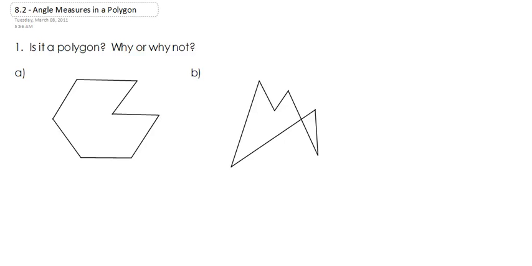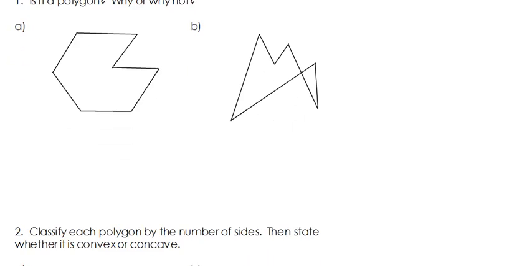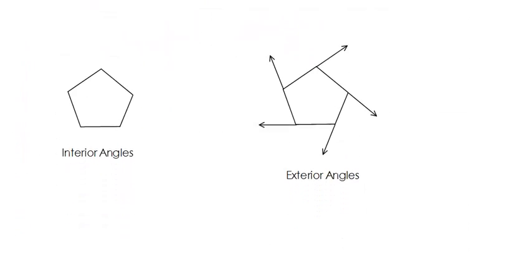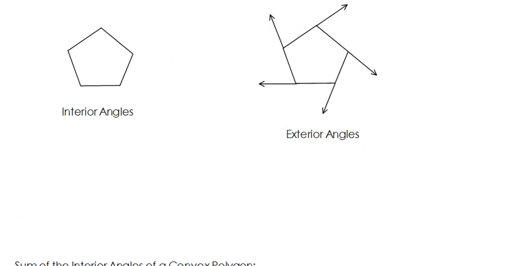Today's lesson is on angle measures in a polygon. Okay, your worksheet starts with a few review questions from last lesson. I'm going to skip over those. You can do those on your own. Okay, so those first 1, 2, and 3 are review. Head down to the new part, where it talks about interior angles versus exterior angles.